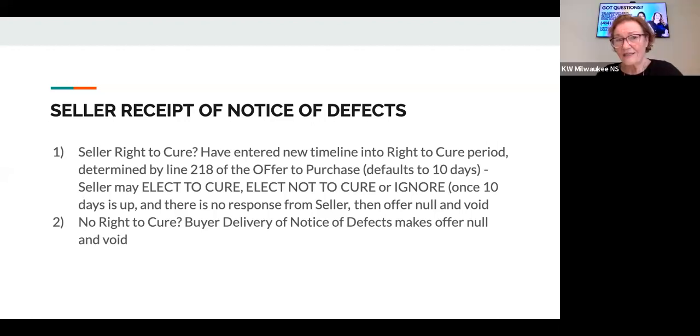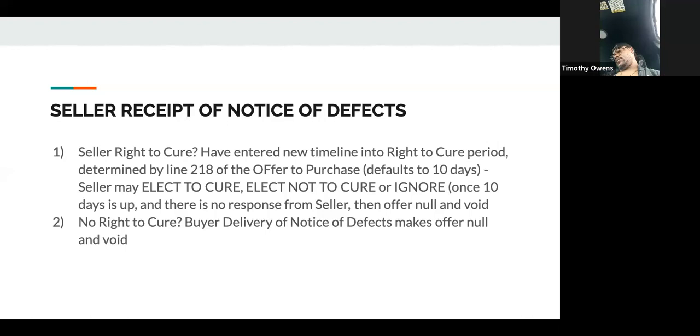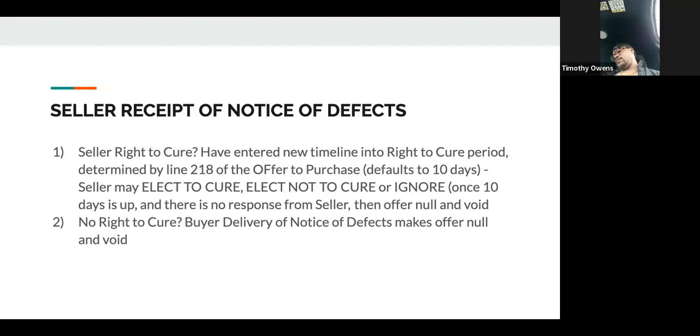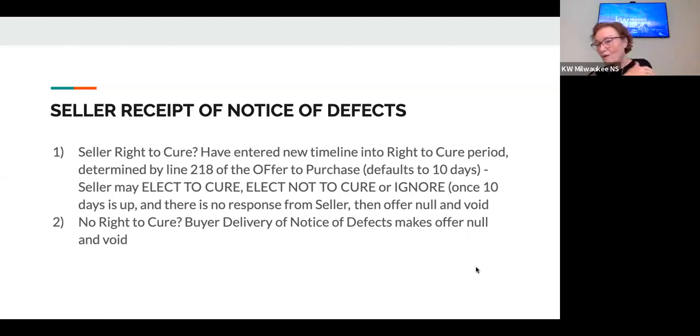Any questions on the seller's receipt of the notice of defect? Remember, he has to send a notice back saying he will cure within the 10 days, or he has to send a notice back saying he won't cure, or if we never hear from him, he has elected not to cure. Okay, everybody clear? Okay, so that's basically that section.